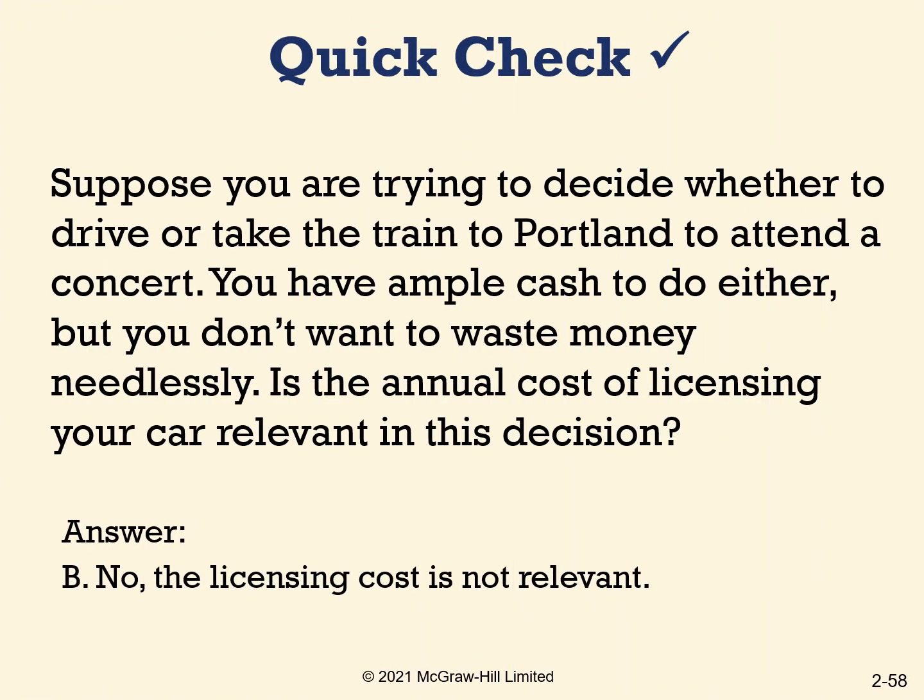So the answer is no. The licensing cost is not relevant because regardless of whether you go to Portland or not, you are still going to have to pay the annual cost of licensing your car. That's just part of having your car: getting your licensing, paying insurance, all that stuff. So whether you don't drive the car at all, or you drive it everywhere, including Portland, you will still incur the cost of licensing just to operate the car at all.